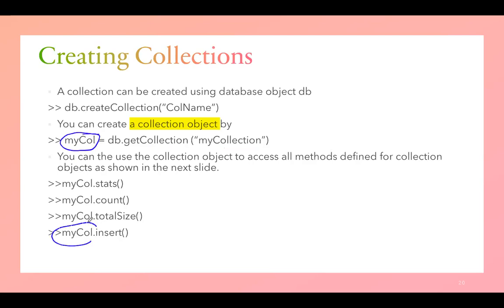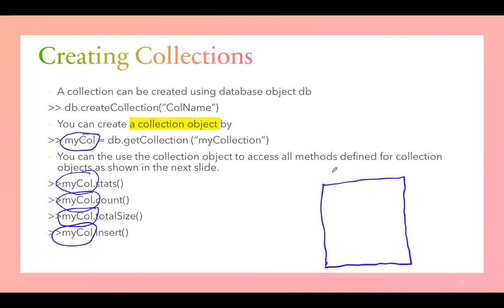I can do insert, I can get the total size, I can get the count, I can get the stats, and so on and so forth. So you can use the collection object to access all methods defined for collection. If you go to the MongoDB documentation, you will see the documentation page is laid out this way. You have all the methods that are defined for the collection object. What are those methods? Stats, counts, and you will have the full list of methods defined for collection objects.